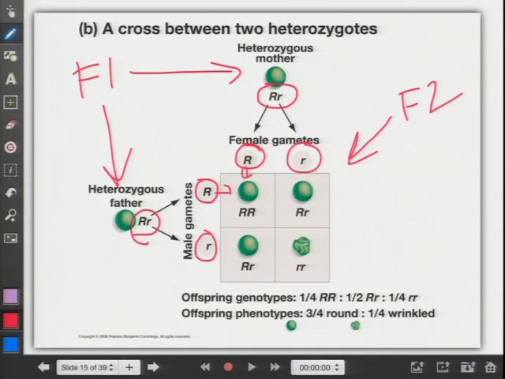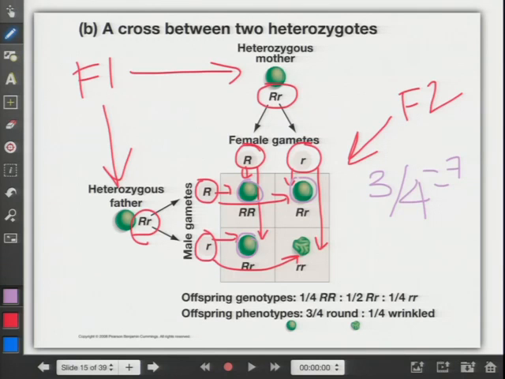And then it's, again, just over and down, over, down, over, down, over, down. And by phenotype, if we can't look at their genes and we're just visualizing, how many smooths are there? Right, there's three out of four. So we can just count one, two, three, and how many squares are there? Four. So three-fourths. It did the math for us. Which we know is 75%. And then one out of four, or one-fourth, is wrinkled, the recessive.